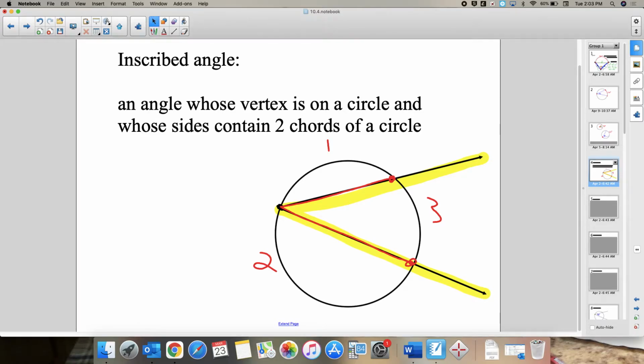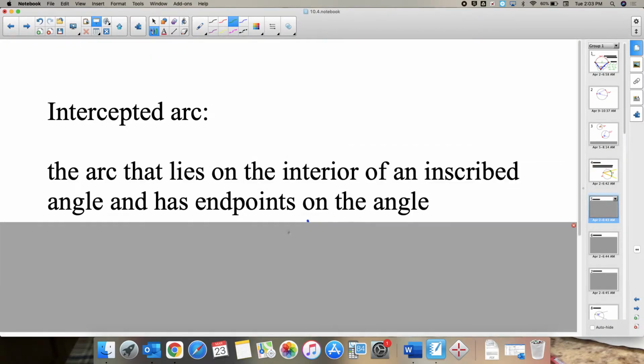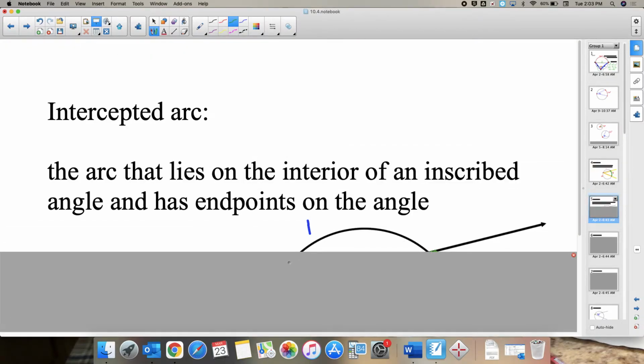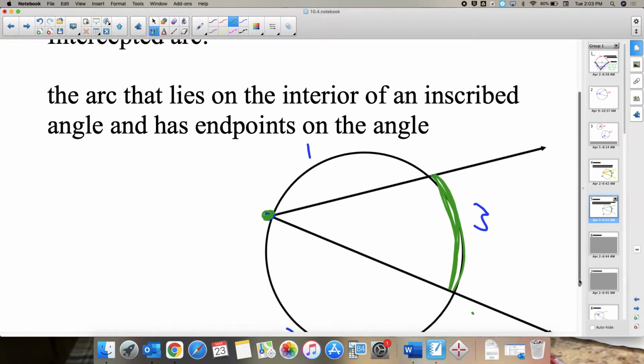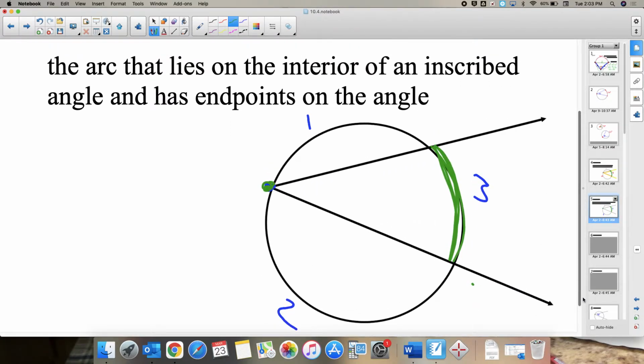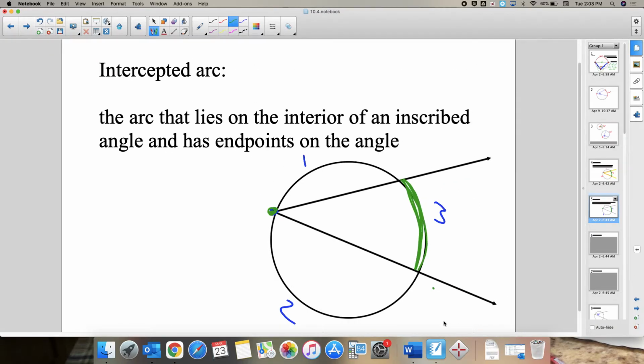Now, technically, that inscribed angle makes three arcs that I have labeled there. Only one of those arcs is the arc that it relates to, though. Only one of those arcs is known as the intercepted arc. And that is the arc that lies inside your angle. So we're looking at arc 3 here. That is what is known as your intercepted arc. The arc that lies on the interior of your angle will be known as your intercepted arc.